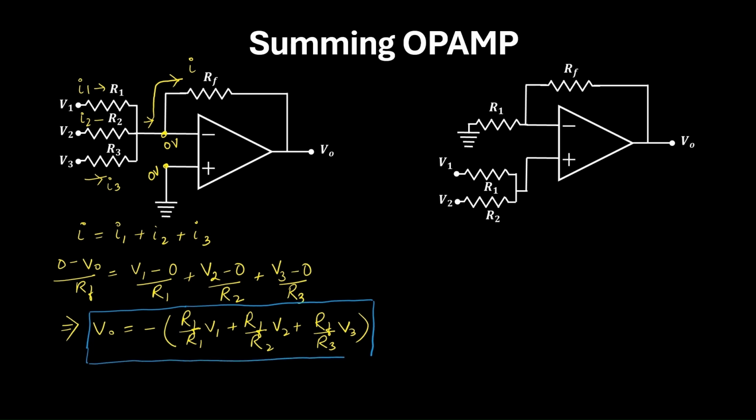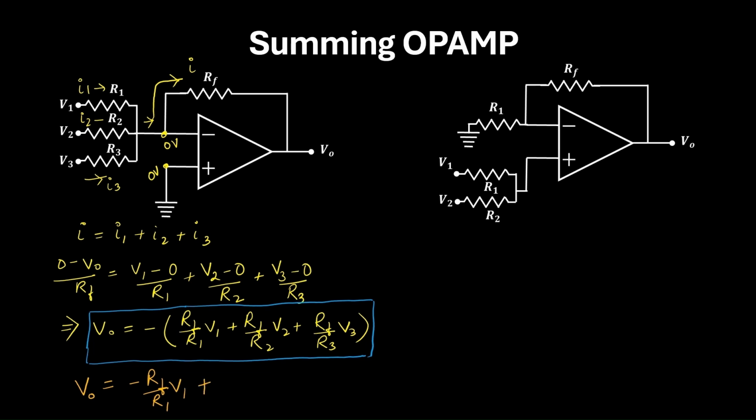Now we can arrive to this formula by using a simple trick. We can write the output as, there are three inputs, V1, V2 and V3. Now you ground V2 and V3 and apply the input only at V1. So when we apply the input at V1, it is a simple inverting closed loop op-amp. So the output will be minus RF by R1 into V1.